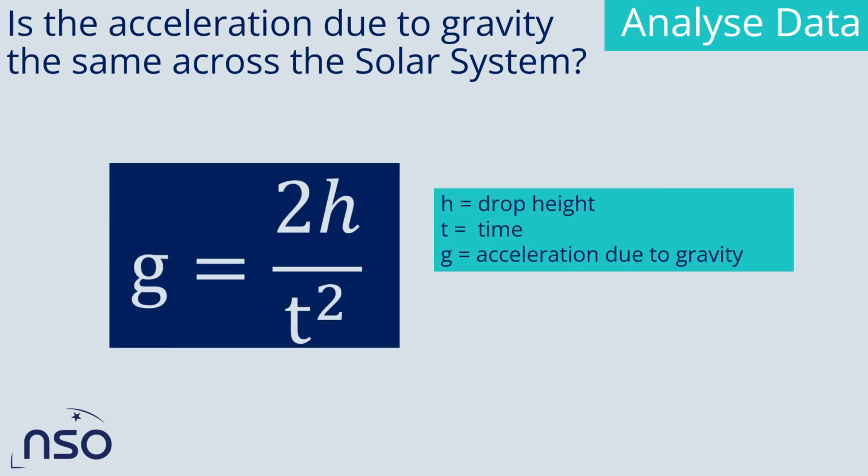Don't worry if you didn't follow all of the algebra just now. This equation is the only one you need to use. The acceleration due to gravity is equal to 2 times the drop height divided by your average time squared. Use your results in this equation to complete part 3 of the worksheet.